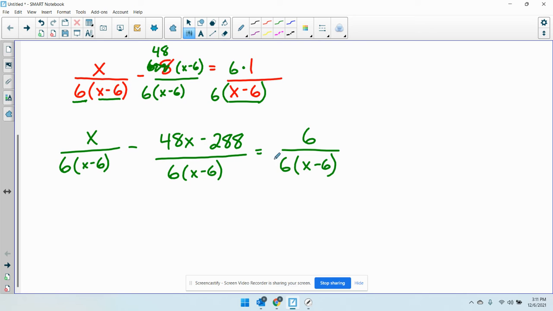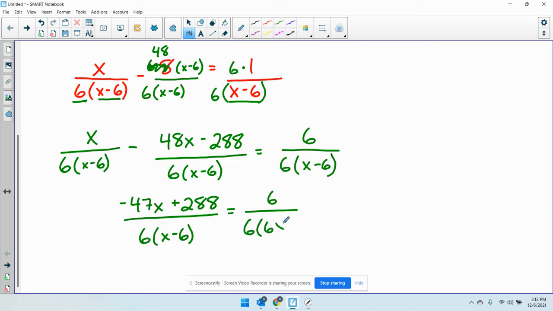Okay, so all of the denominators are the same, right? So you can combine this. Let's just do that. x minus 48x is negative 47x. Minus negative 288 is plus 288. Over 6 times the quantity x minus 6, equals 6 over the quantity 6 times x minus 6.